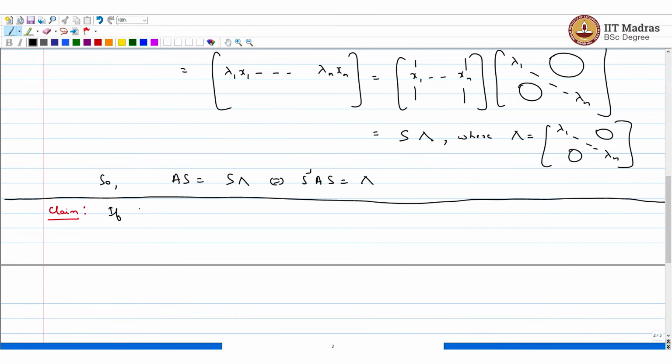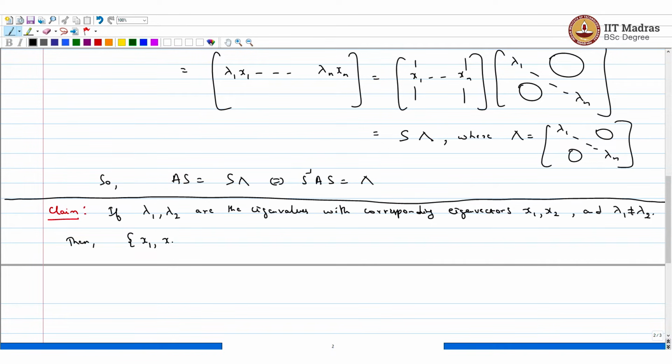If lambda 1, lambda 2 are the eigenvalues with corresponding eigenvectors x1, x2, and lambda 1 and lambda 2 are distinct, so lambda 1 is not equal to lambda 2, then x1, x2 is a linearly independent set.